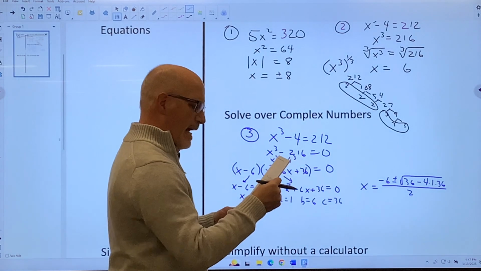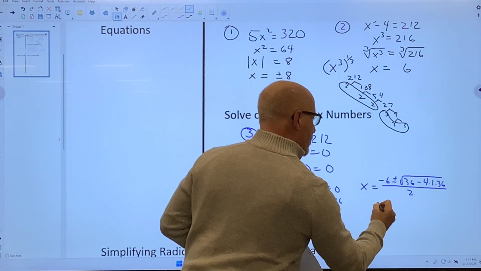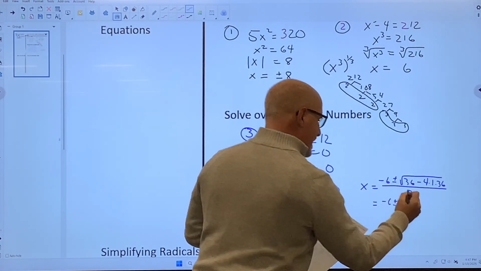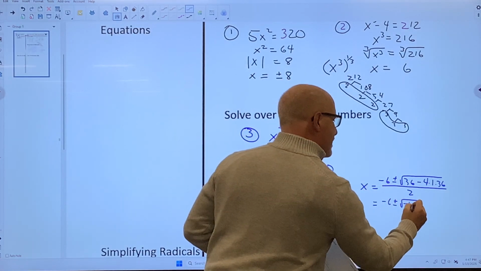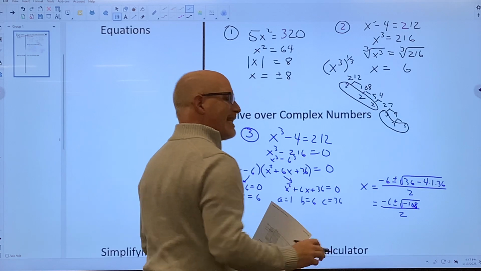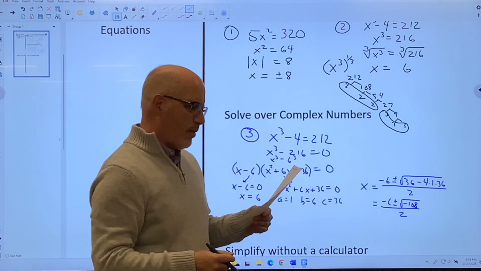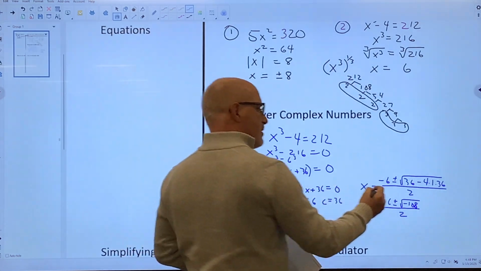Now when you do the simplification underneath that square root, you're going to get negative 6 plus or minus the square root of negative 108, all over that 2. That's going to be a negative number, so you have to take the i out. Now you're looking for perfect squares that go into 108. A perfect square that goes into 108 is 36.